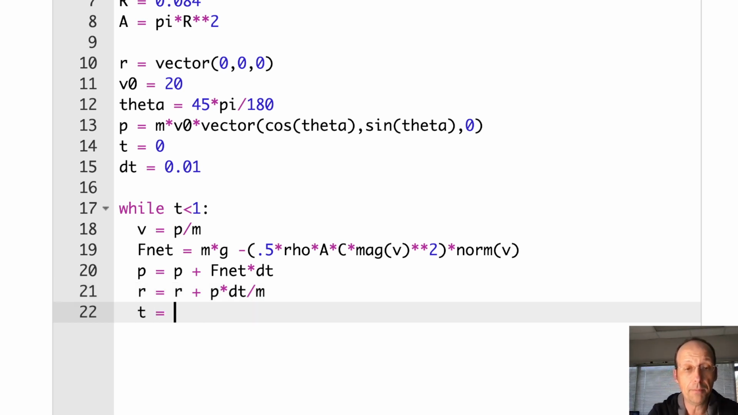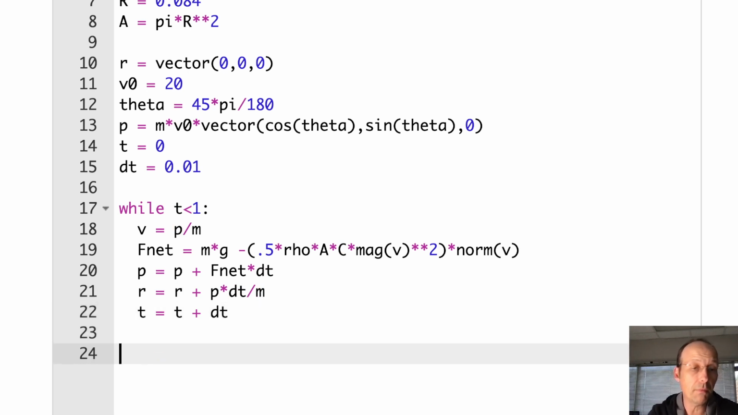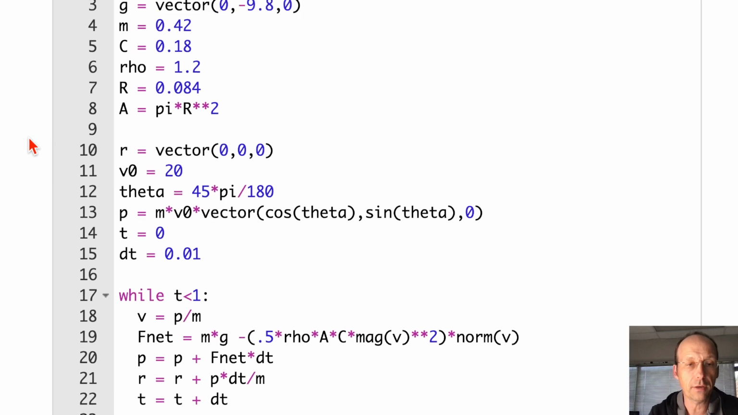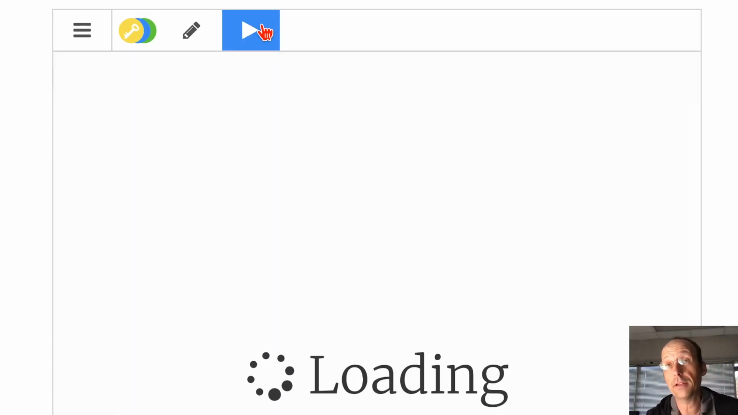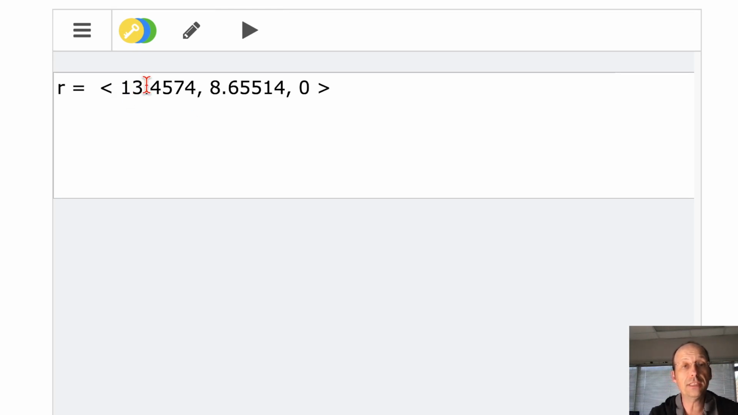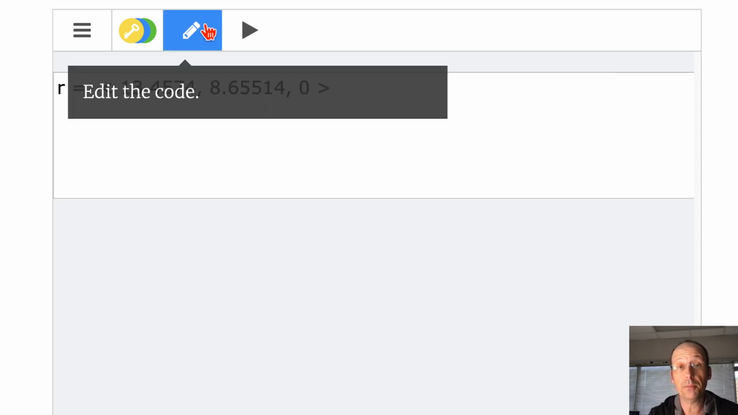Now I'm going to update time. Now I'm going to end it. So print R. Let's just print R equals R, and let's just run it and see if things are working, because it could make a mistake. Once upon a time, I made a mistake. So this says after 1 second, it's still off the ground, right? It's still 8 meters high, but it's 13 meters down.